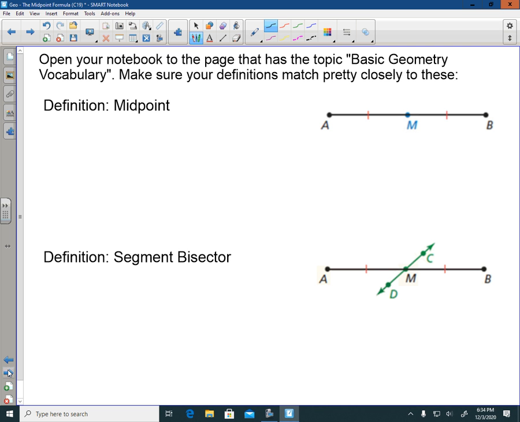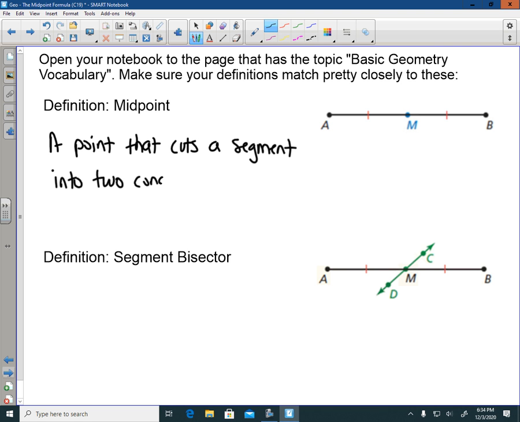So what is a midpoint? A midpoint is a point that cuts a segment into two congruent segments. That's what a midpoint does.